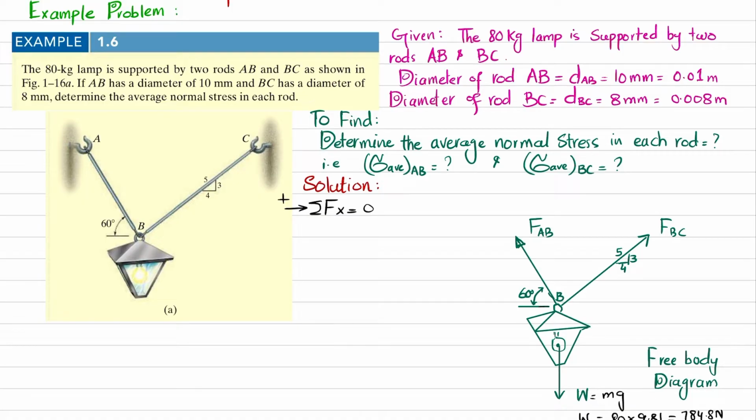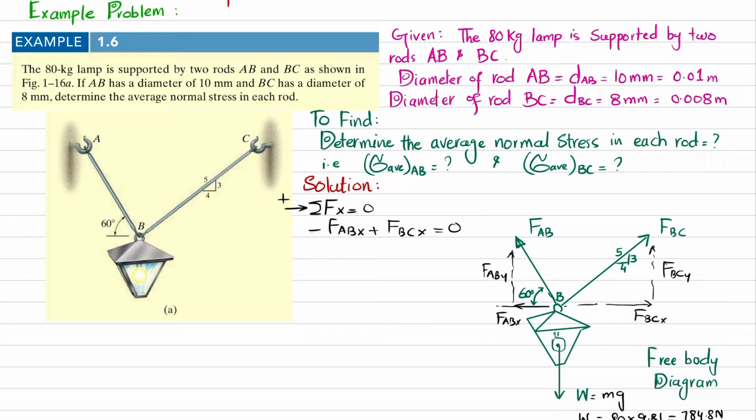So you can see that FAB will have two components, one along x which will be FABX component, and one along y which will be FABY. Similarly, FBC will have two components, FBCX, and one along y which will be FBCY. So from here, minus FABX component plus FBCX will be equal to 0.